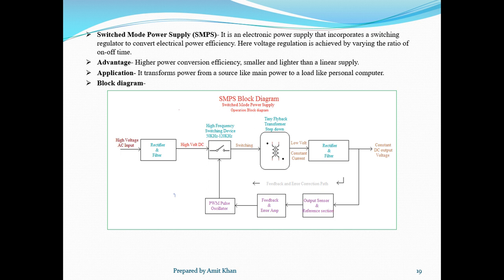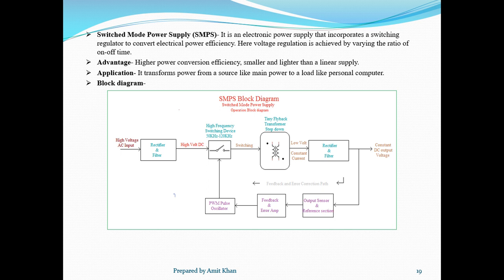The block diagram of SMPS is given in the figure. The high voltage AC input first comes to the rectifier and filter, then the output goes to the high frequency switching device, then it goes to the transformer for step down. The step down transformer converts it to a low voltage, then again it goes to a rectifier and filter circuit.